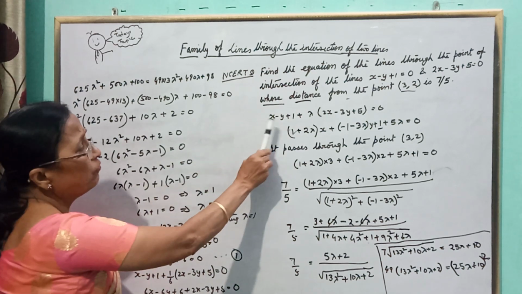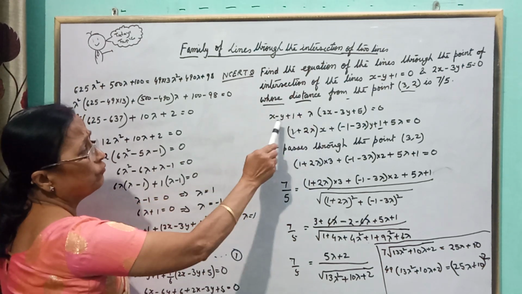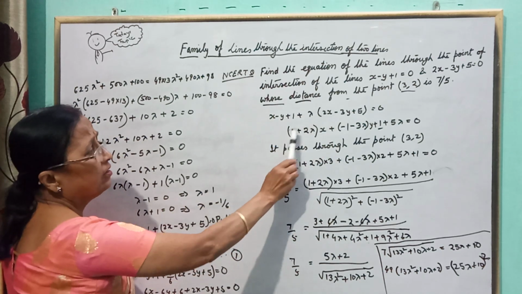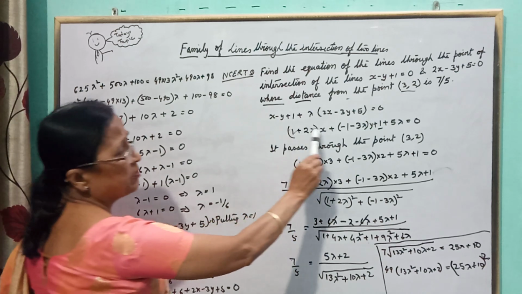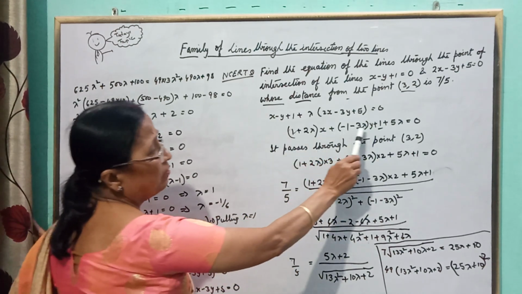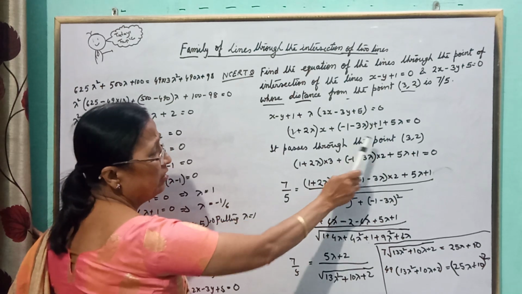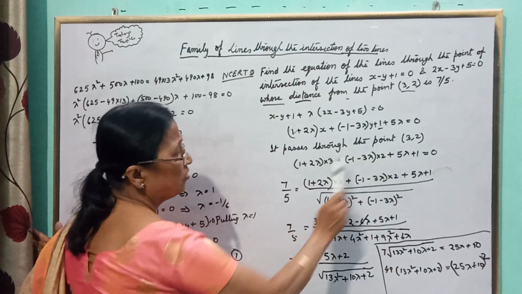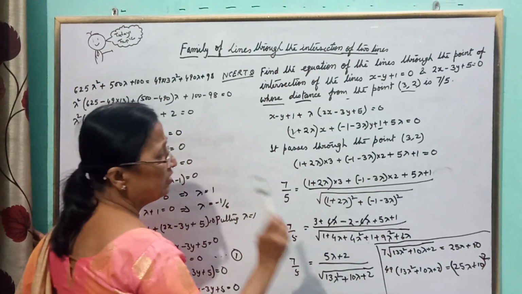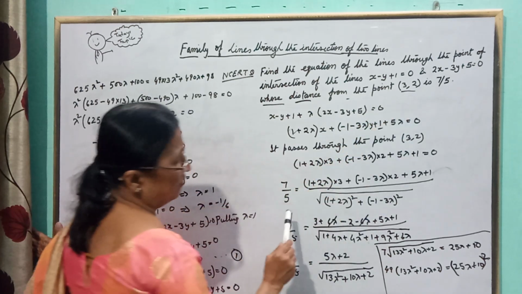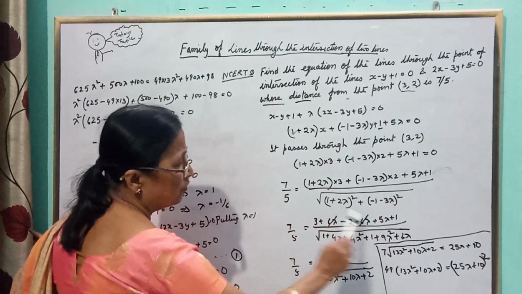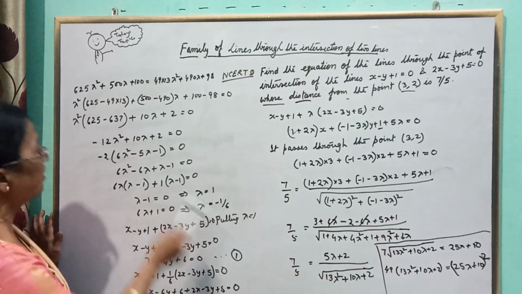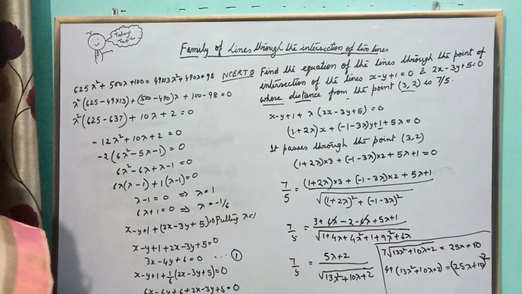So what you have to do? First, the equation, we will multiply with lambda, the parameter. Then we can find the expression in this form. So it is a linear equation of degree 1, so this is a straight line. It passes through the point (3, 2), so we put 3 and 2 in this. The distance is said to be 7/5, and we have used the distance formula. Using the distance formula and squaring both sides, you can find it. It is very easy, just arithmetical.